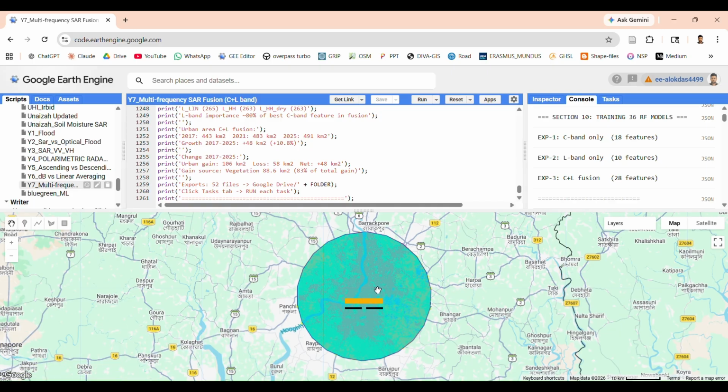First, let us understand the study area. The region is centered around Kolkata with an approximate buffer of 20 kilometers, representing a highly dynamic urban landscape where continuous transformation of vegetation and agricultural land into built-up areas is taking place.